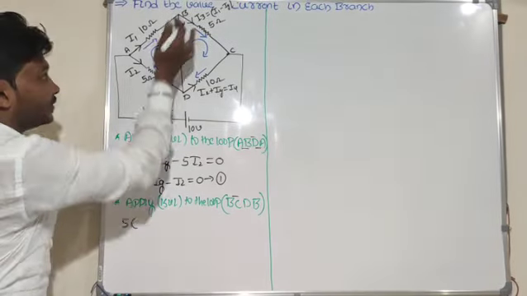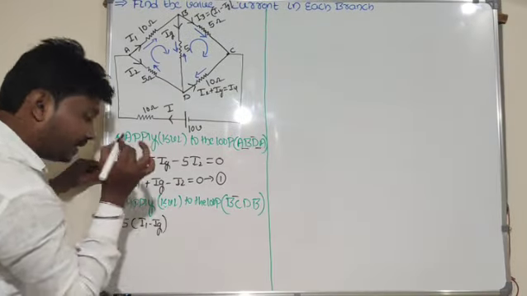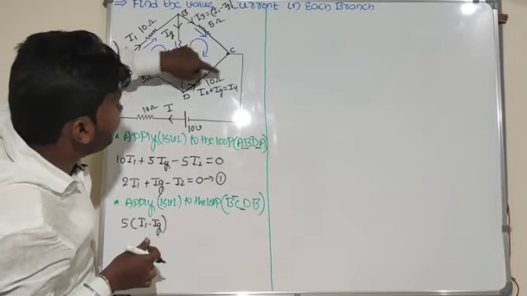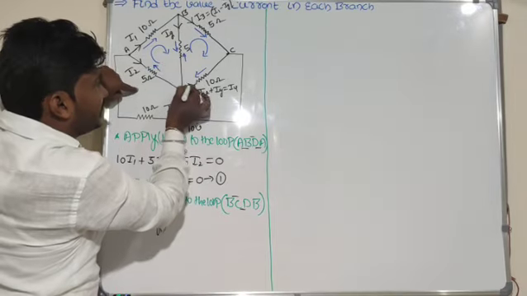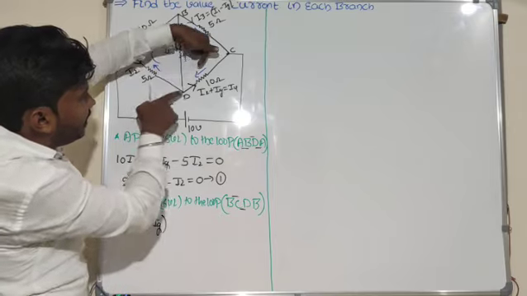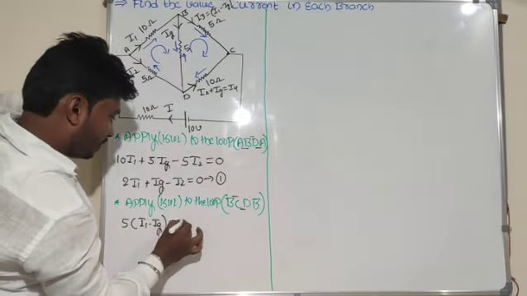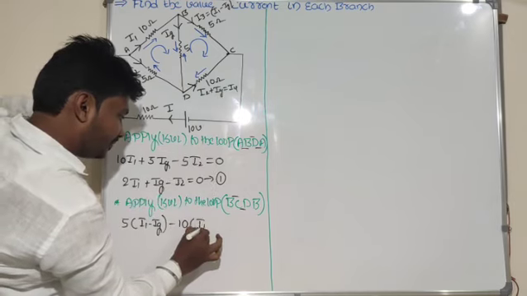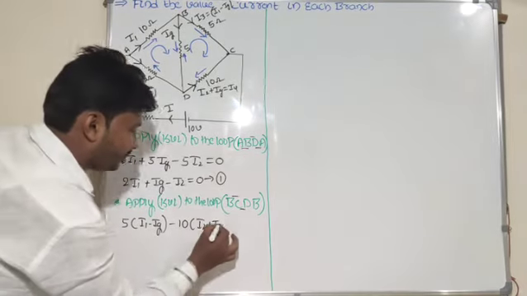Instead of I3, shall I take this one as I1 minus Ig? B to C is over. Next, from C to D, what is the resistance? 10 ohm resistance. This is the direction of actual current, this is imaginary. So imaginary current and actual current are in opposite direction. This is negative. Resistance is 10 ohm. Current is I2 plus Ig, right?